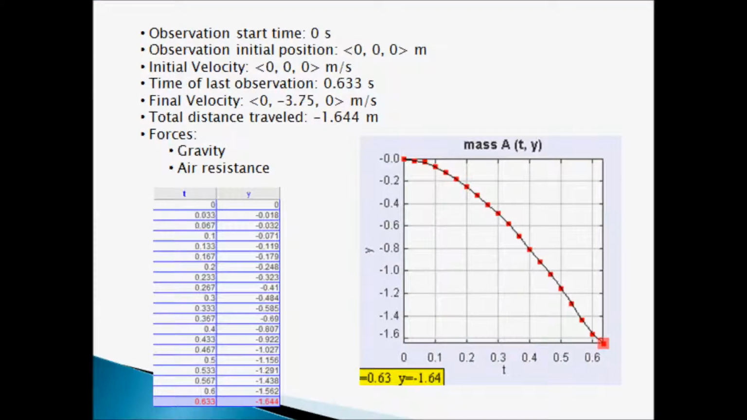This is the data found in Tracker. The time goes from 0 to 6.33 seconds, and the position goes from 0 to negative 1.644 meters. The object is dropped from an initial velocity of 0 meters per second and has a final velocity of 3.75 meters per second.